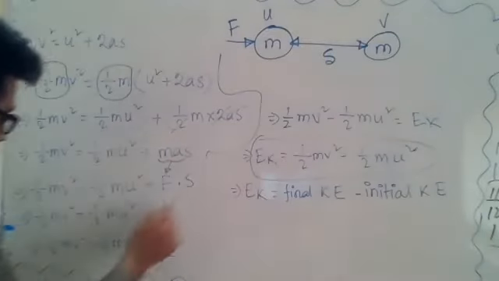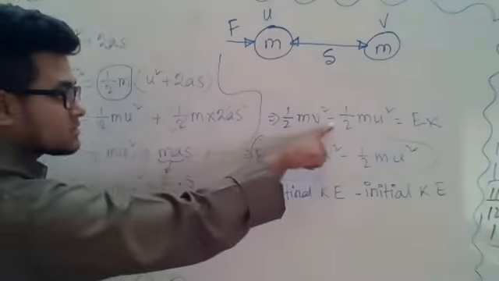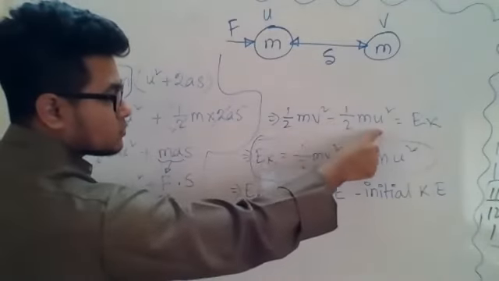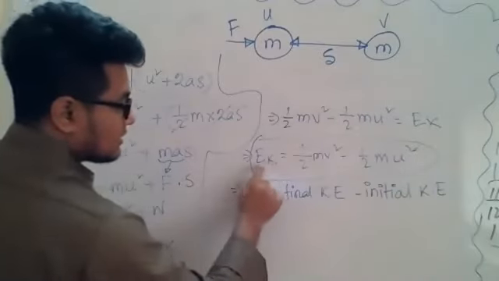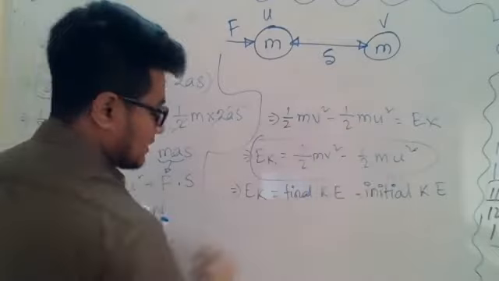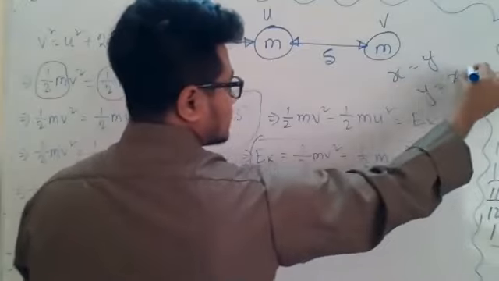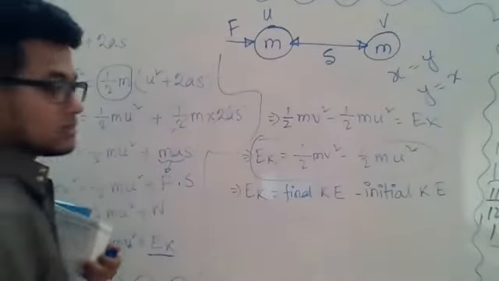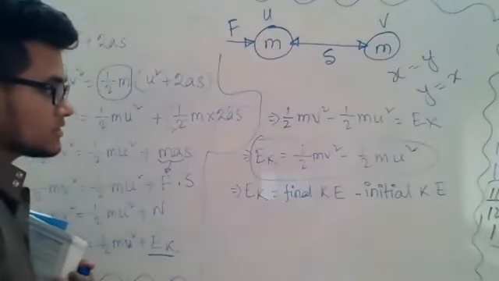See, I want to find the value of Ek. So I will change the side of half mu square. If I change the side and bring it to the left side, it will become minus. Half mv square minus half mu square is equal to Ek. I just changed the side of Ek. It is like if x is equal to y, I can write y is equal to x. It is the same thing, right? So I wrote Ek is equal to half mv square minus half mu square.